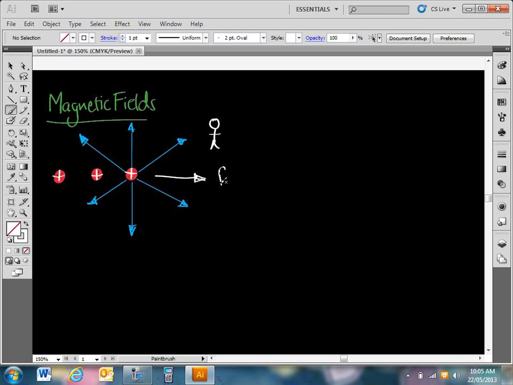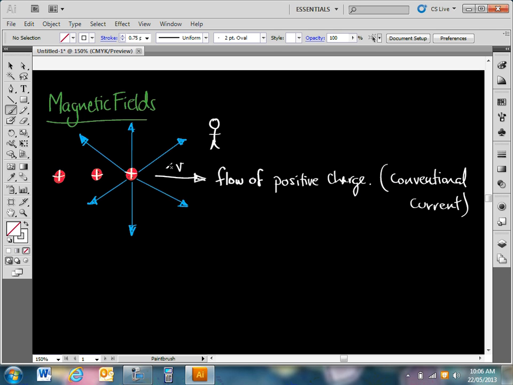This might be the flow of positive charge. This is also called the conventional current. I hope you all learnt that last year. No? I haven't heard this idea. Did I? Yes, I will. So this is a flow of charge with some speed v. Flow of positive charge is a conventional current.